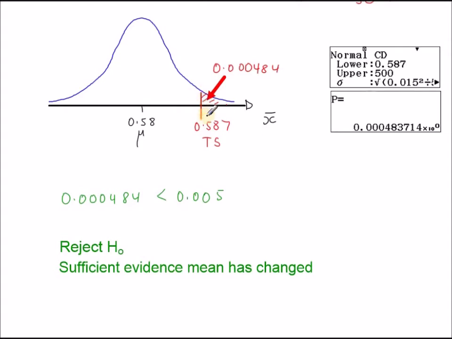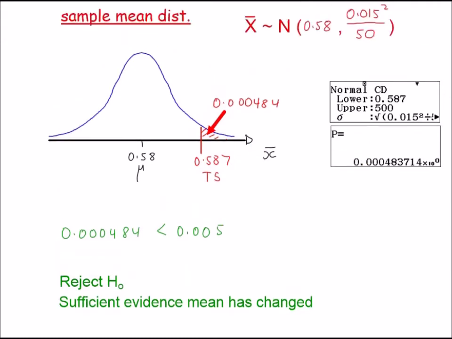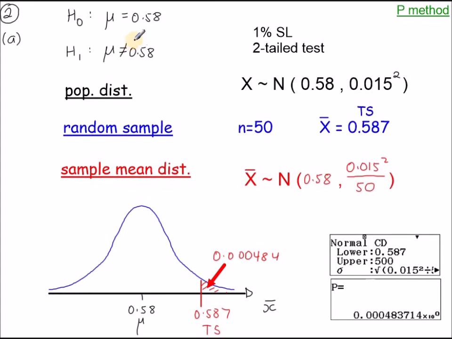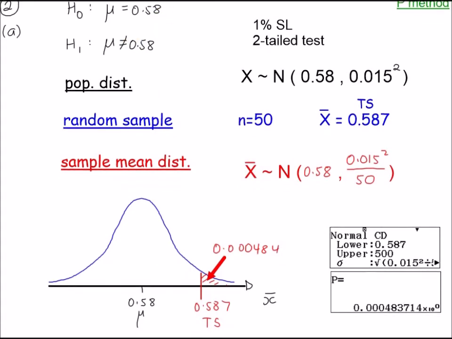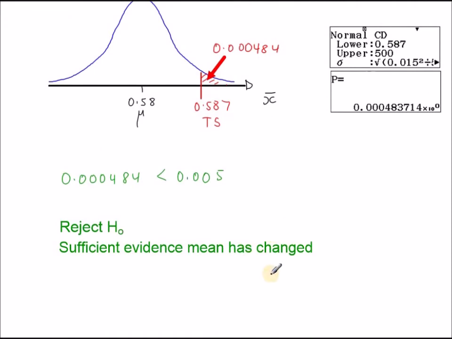Looking at the sketch here, it would be suggested that the mean has increased, but we don't need to state that. We weren't testing for an increase, we were only testing to see if the mean has changed, if it differs from the original value, and we have found a change, and that's all we report in our final conclusion.